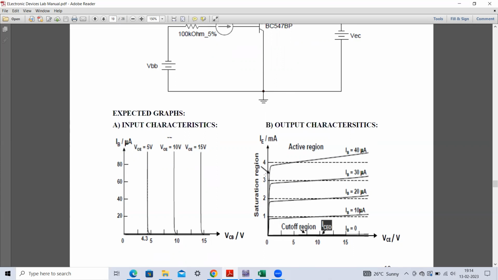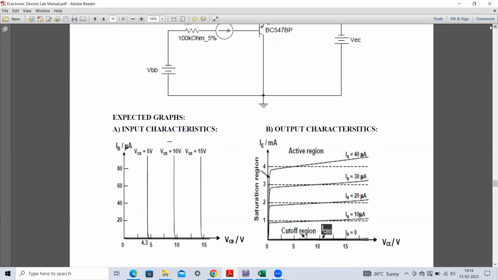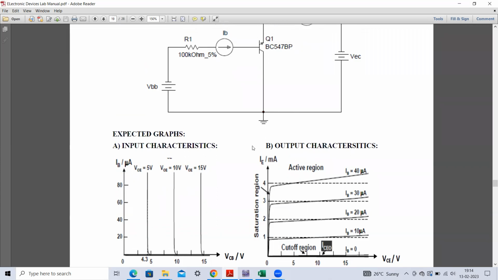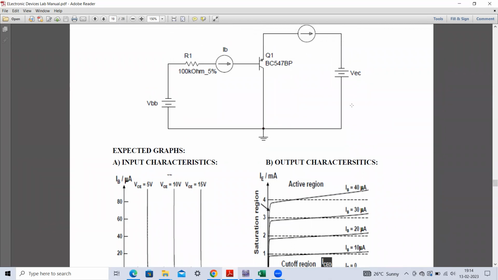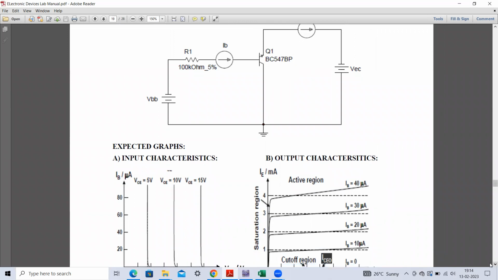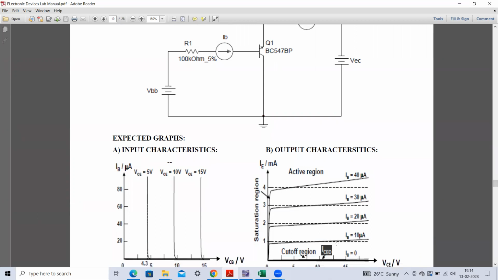And then we are actually measuring the emitter current here. You can see this emitter current. The order of the emitter current will be in milliamps, which you can measure. That current you will be measuring through this particular multimeter. Fine.